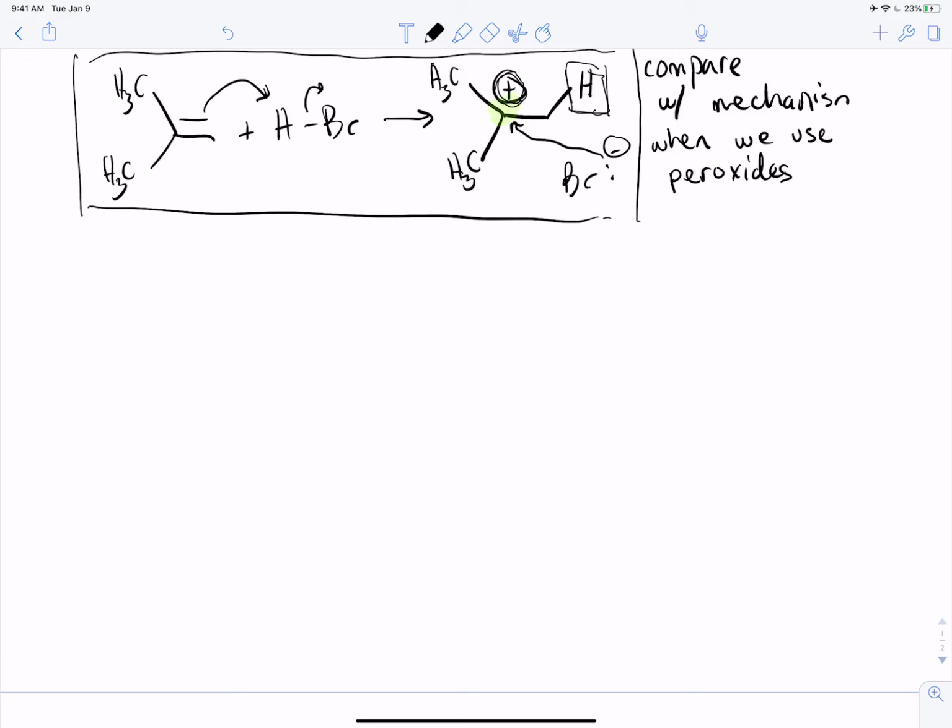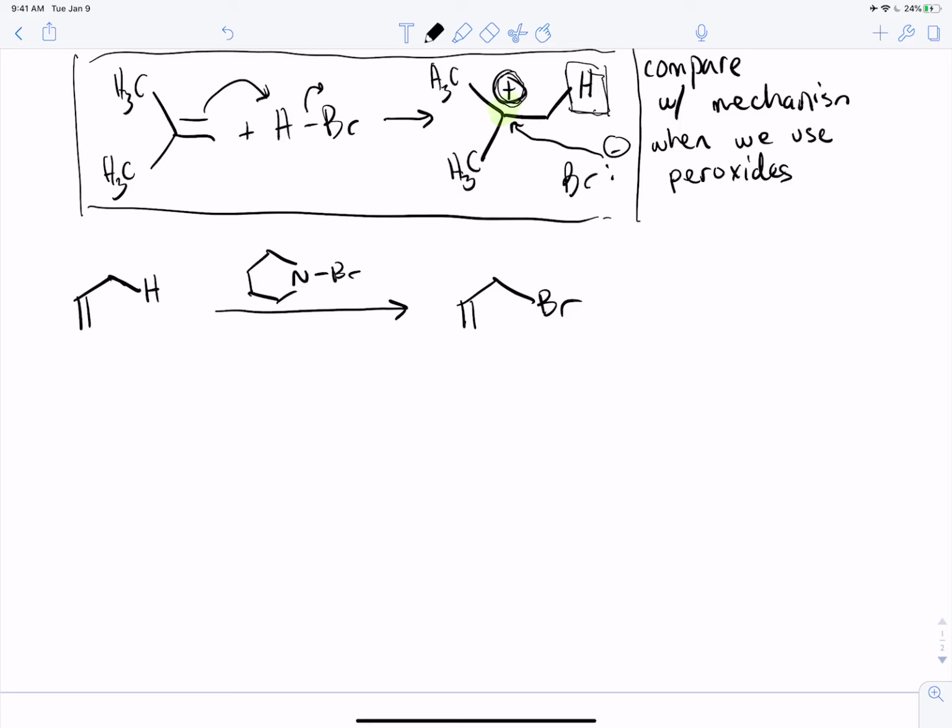Okay, so the next reaction, and this one I definitely am not showing you the mechanism for. We can do allylic bromination. And to do that, we use something called NBS. So NBS looks like this.